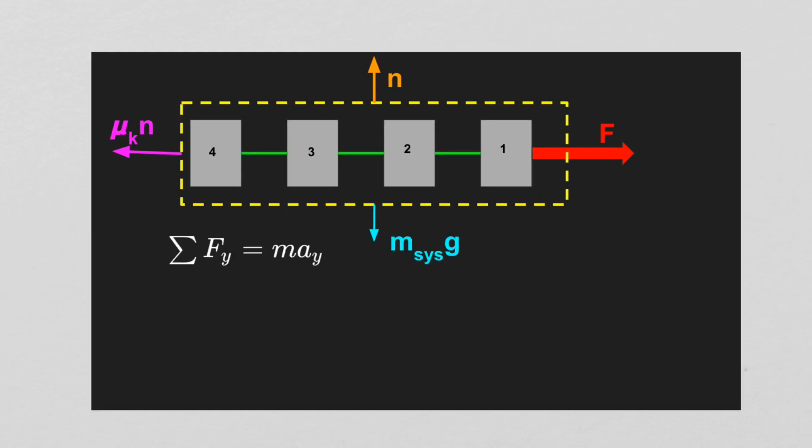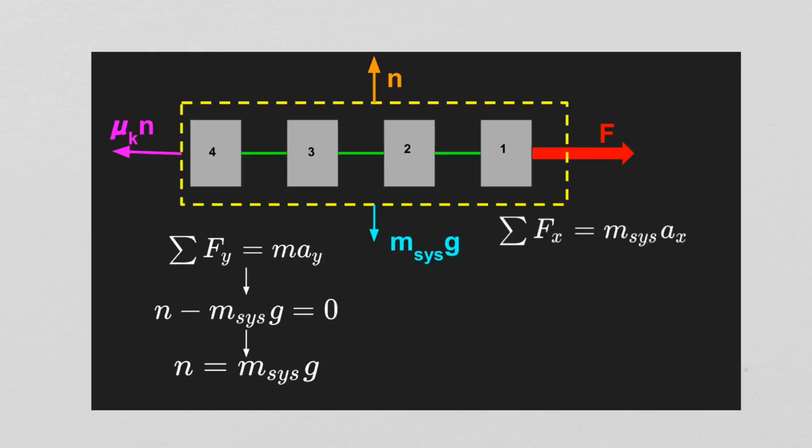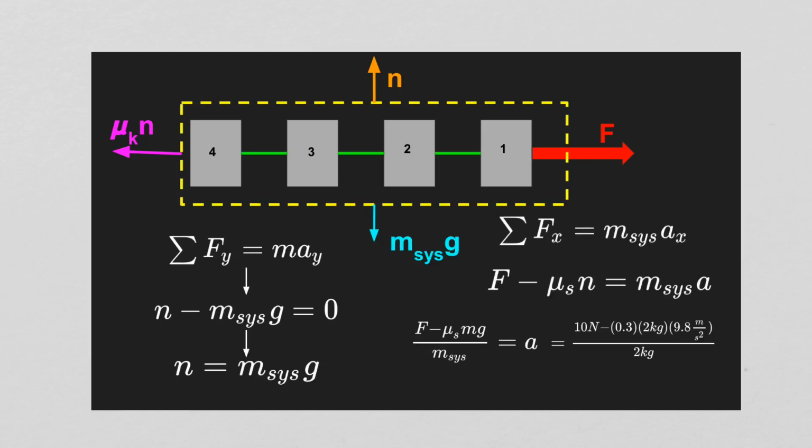So for the system, let's start with the y direction. I know the acceleration in y is 0, and the only two forces are the mass of the system times the acceleration due to gravity, and the normal force. Now I've got an expression for the normal force on that system, and then mu k. Let's look at the x direction. I know they're going to accelerate in the x direction. I know the force of friction, and I know the force I'm applying. So now I can solve for the acceleration of the system, which is the acceleration of all the blocks. That's pretty good.